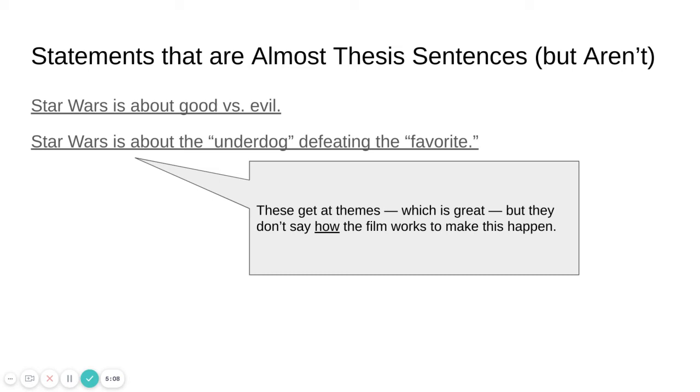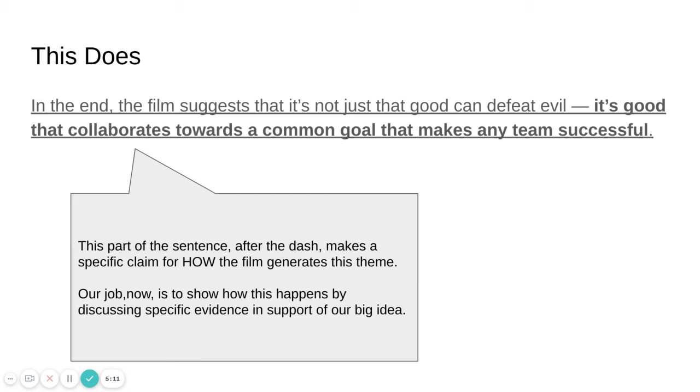And so we come back to the statement, and I want to point out why this makes a thesis statement. In the end, the film suggests that it's not just that good can defeat evil, it's good that collaborates toward a common goal that makes any team successful. That's really the heart of my argument. The rest of my paper is going to be dealing with Star Wars and the whole big idea of the underdog versus the favorite. But I'm going to be obsessively focused on those moments when the rebels collaborate and work together, and those moments with the evil empire when they work individually and against each other.